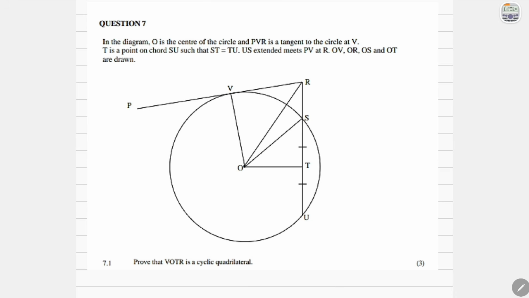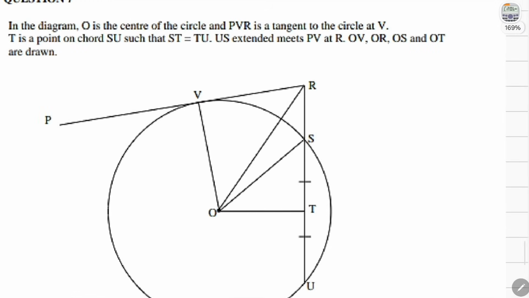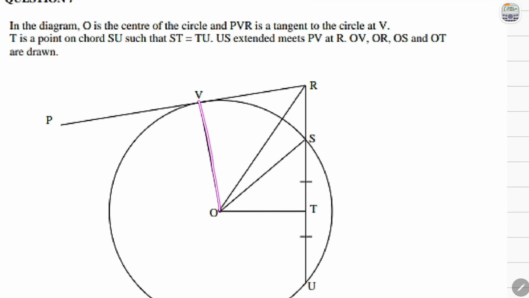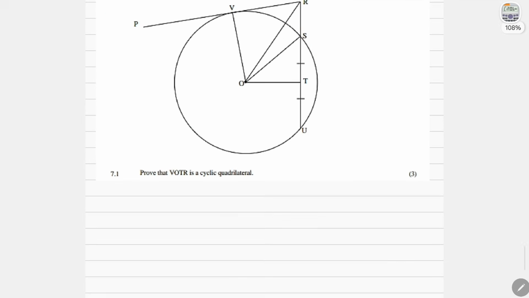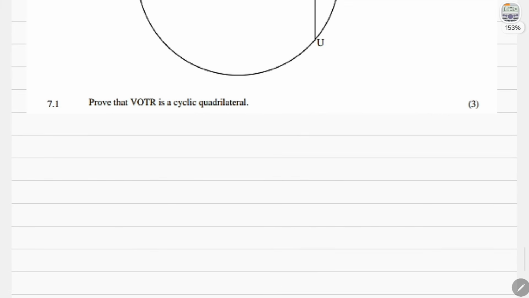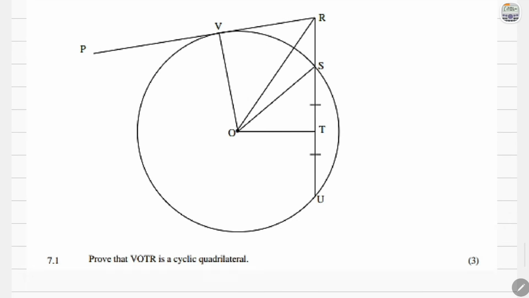Question 7 says in the diagram, O is the center of the circle and PVR is a tangent to the circle at V. Okay. T is a point on the chord SU such that ST is equal to TU and then US extended meets PV at R. And then they just show us these, which is OV, OR, OS, and OT are drawn. Okay, so the first question, 7.1 says, prove that VOTR is a cyclic quadrilateral.